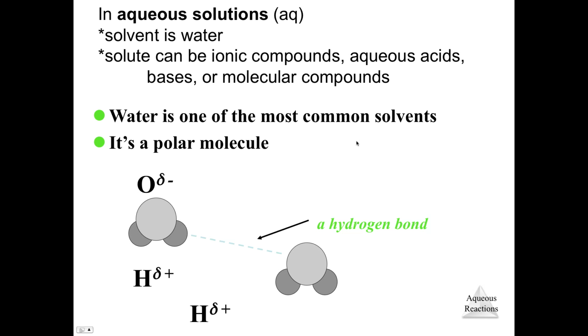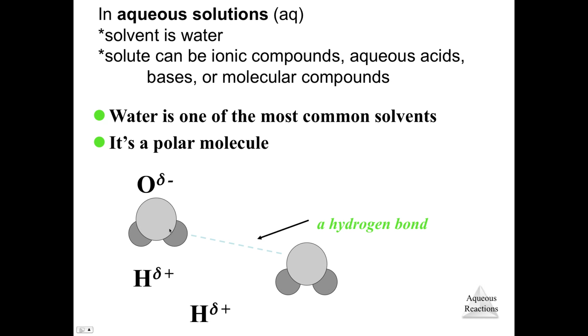When water is the solvent, those are called aqueous solutions, and AQ is the symbol in a chemical equation for those types of solutions. Anything that can dissolve in water could be the solute, like soluble ionic compounds, aqueous acids, soluble bases, and molecular compounds that are polar. So water, remember, is a polar molecule.